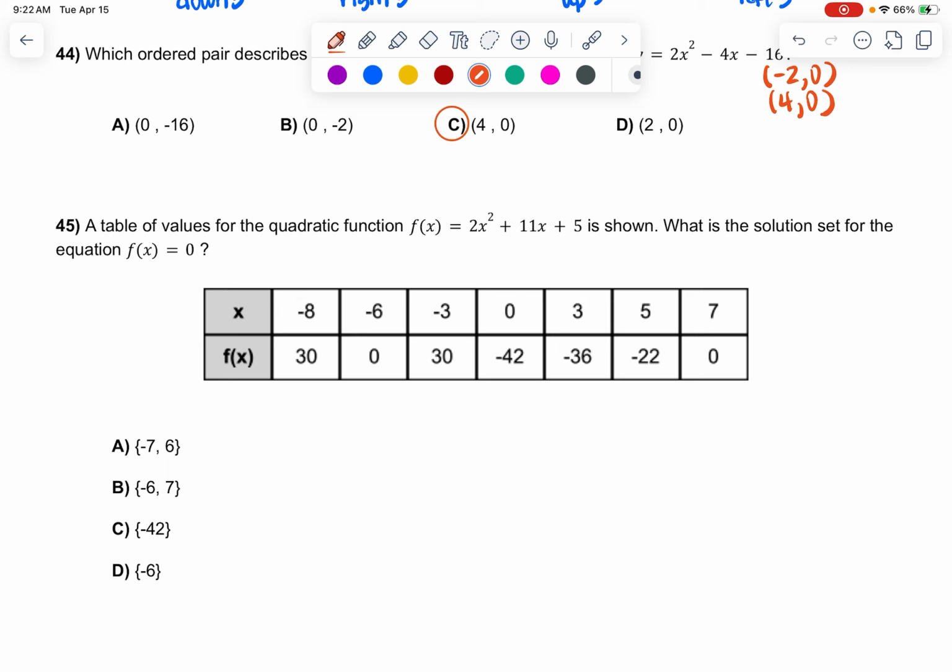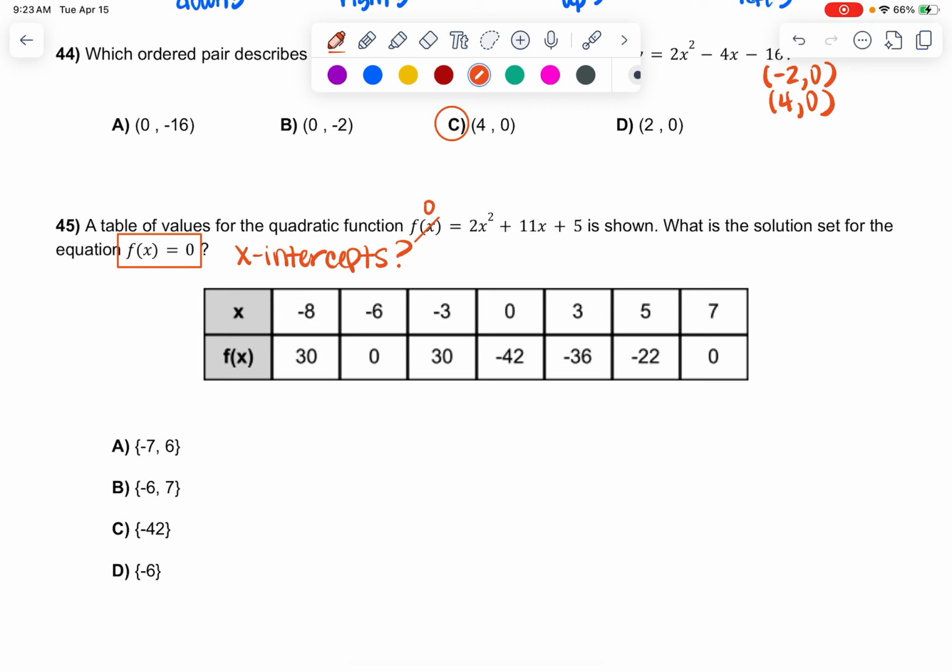Now, don't get confused by this right here. This is just saying y equals 0, which means we're setting the equation equal to 0, which means we're finding the x-intercepts or the solutions. So that's all this is asking us to do. It's just trying to sound very fancy, okay?